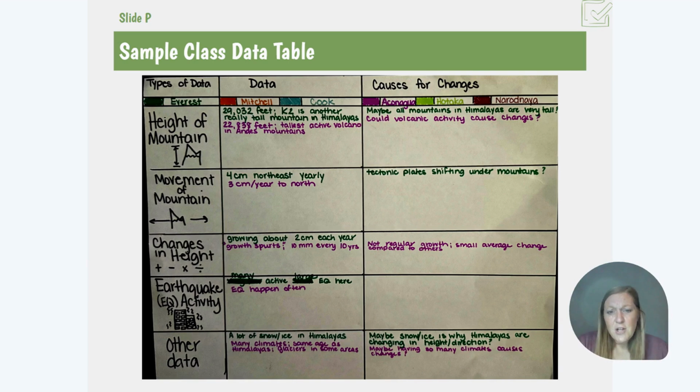And that earthquakes happen here a lot, and there are a lot of different climates. It's about the same age as the Himalayas. So the Andes Mountains are about the same age as the Himalayas. And also, like the Himalayas, there are glaciers that are found in some areas of the Andes Mountain range. And then some ideas about causes from this class are that maybe the volcanic activity or the large range of climates could have some impact on the growth and movement changes of the Andes Mountains, specifically Mount Aconcagua.